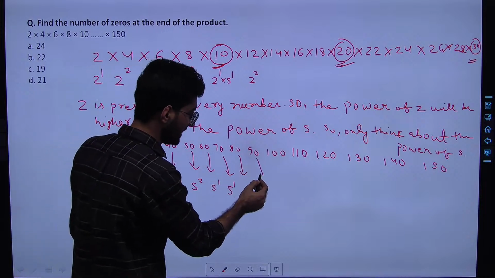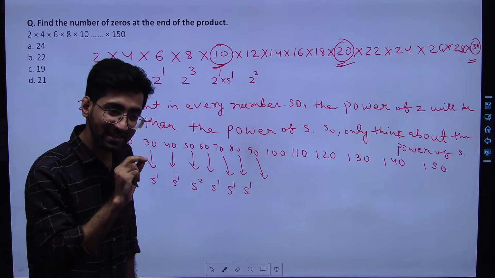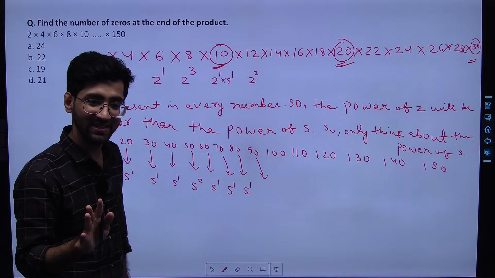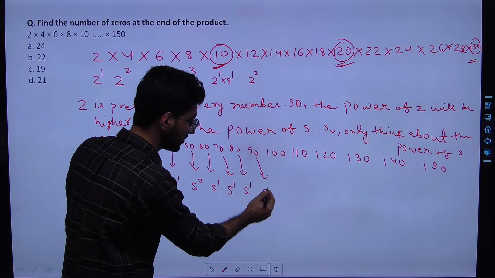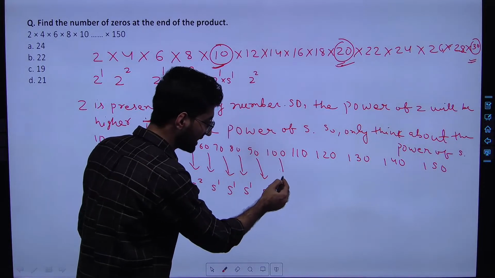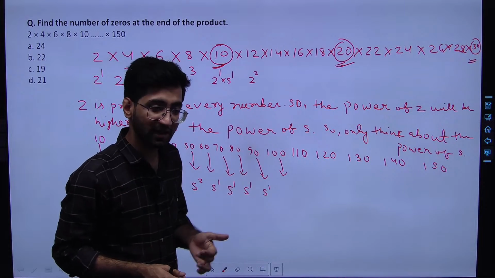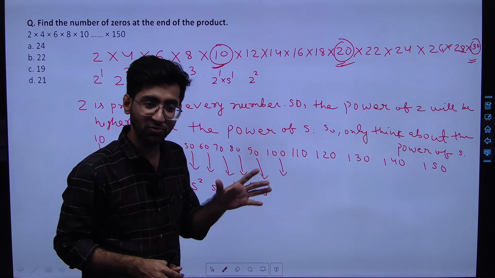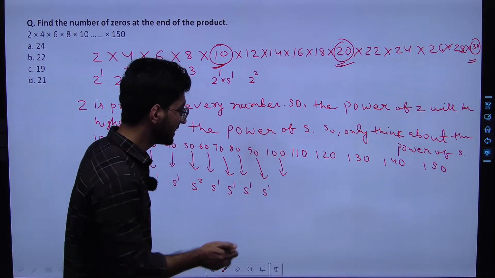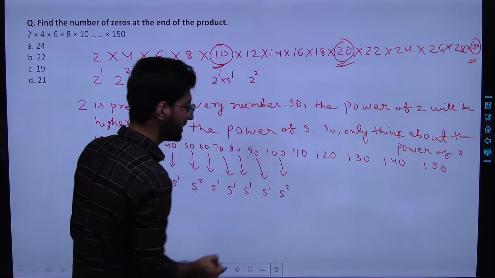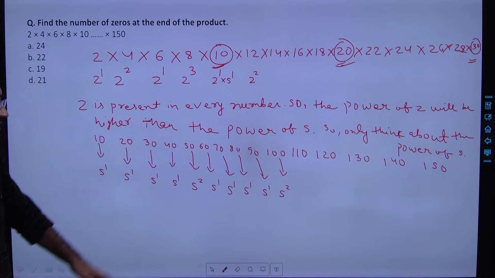Then you look at 90. You can write 90 as 5 into 18. In 18 there is no 5. Right? 2 into 3 square will be equal to 18. And into 5 means there is one 5. Then look at this number carefully. 100 is equal to 2 to the power 2 into 5 to the power 2. 2 to the power 2 will be 4. 5 to the power 2 will be 25. So basically there are two 5s in 100. There are two 5s in 100. Are you able to get this point?